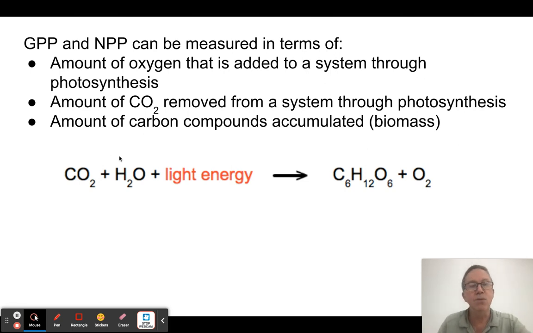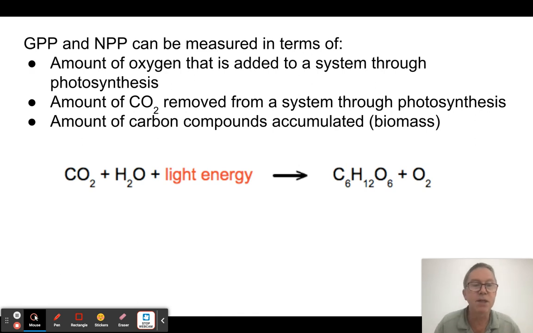So one way is we can measure how much oxygen changes in a system. When plants engage in photosynthesis, they're producing oxygen. So when photosynthesis is happening, the amount of oxygen goes up. But when respiration is happening, oxygen gets consumed. So by measuring the overall changes in oxygen levels, we can infer how much productivity occurred. We can find GPP, respiration, and NPP.